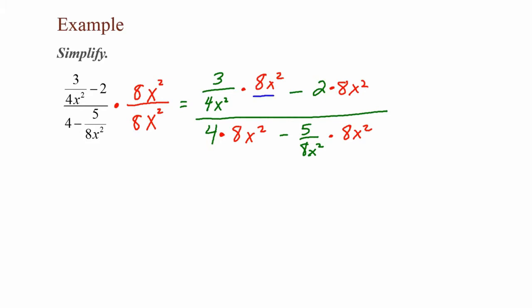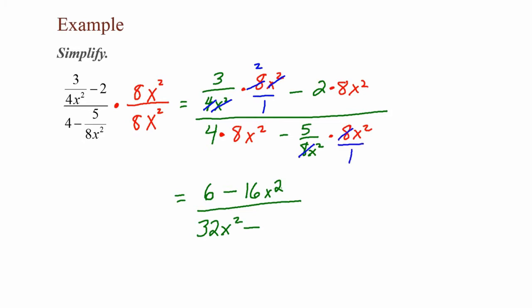Now we want to cancel what we can. 4 and 8 cancel. 4 goes into 8 2 times. The x squareds completely cancel. 3 times 2 is 6. Bring down my minus. 2 times 8x squared is 16x squared. All over 4 times 8x squared is 32x squared minus. 8 and 8 cancel. X squared and x squared cancel, just leaving a 1, and 5 times 1 is 5.